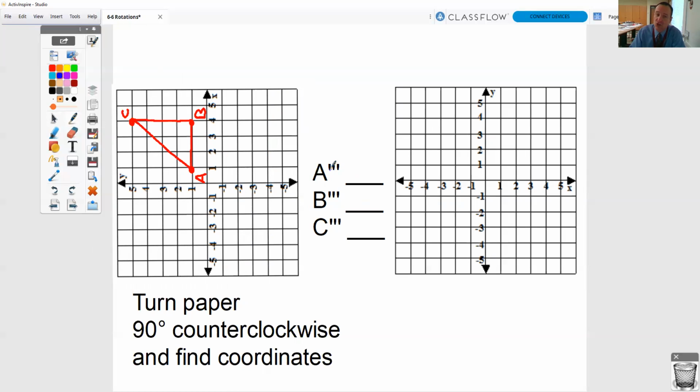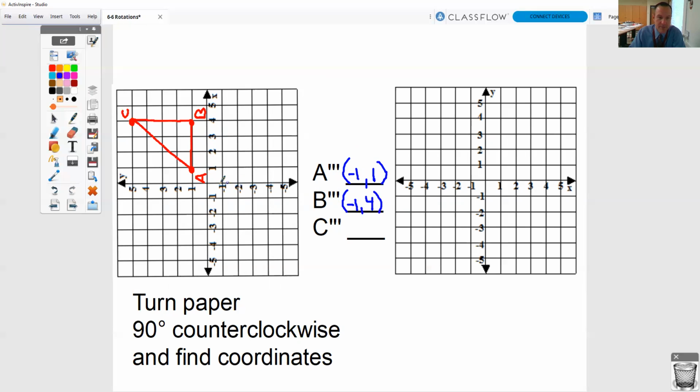Where is A triple prime? A looks like it's over to 1, up to 1. It's not over to 1. Anytime we go over to the left is always negative. You have to ignore the numbers on your paper. Anytime you go to the left is negative. So over to -1, up to +1. B, starting in the middle, over to, it looks like 1, but it's not 1, it's -1, and then up to +4.